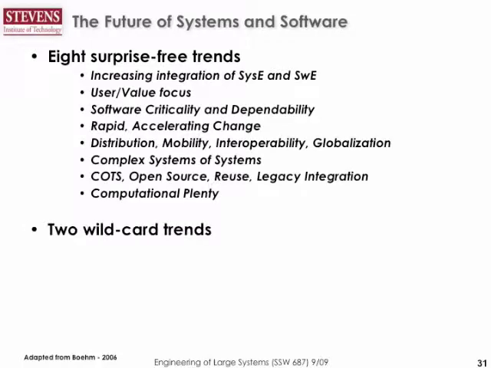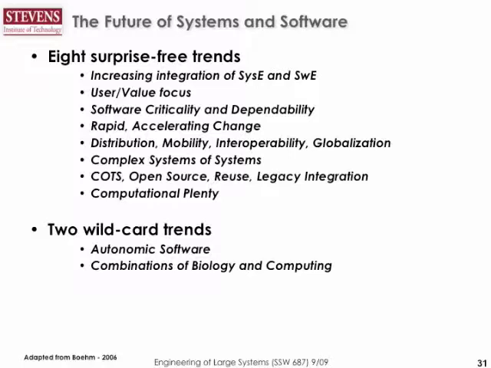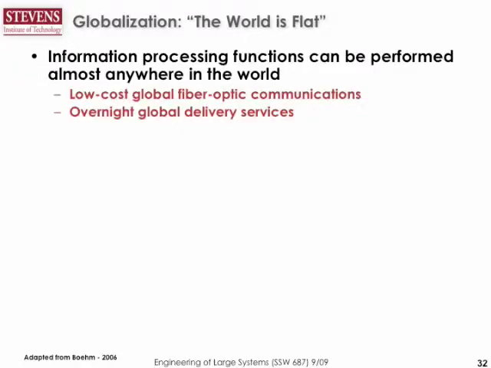And those two wildcard trends are autonomic software, that is, software that thinks for itself and performs based on its own decision-making capabilities. And the second is a mixture of biology and computing, whether that's nanocytes injected into your bloodstream or whether it's a chip implanted in your brain. Let's look more closely at a few of these trends.